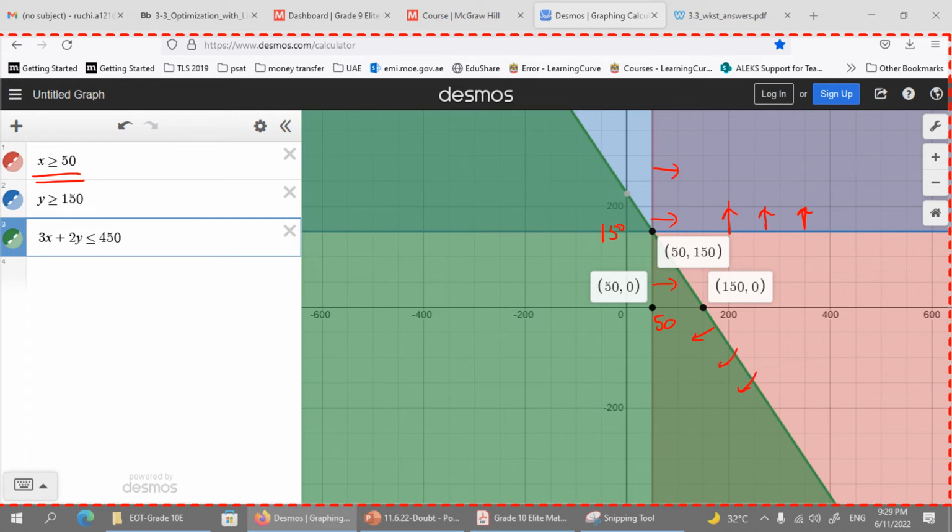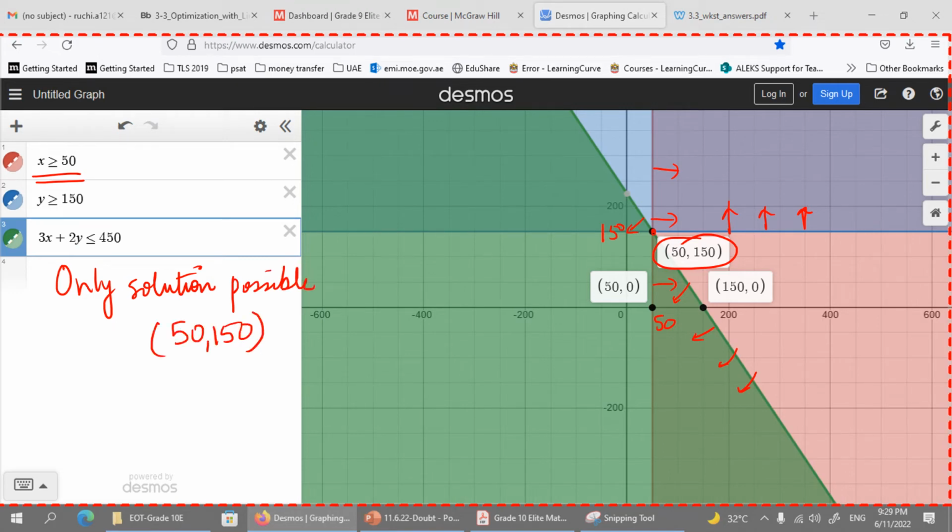So do you see here that there is no region which is common and bounded? So the only point that you see here which is common to these areas, this is a case of unbounded feasible region, is this point, which is 50, 150. So the only solution possible in this case is just one point, 50, 150.